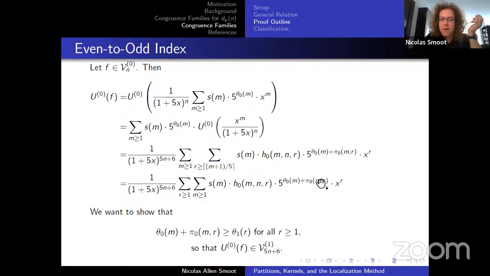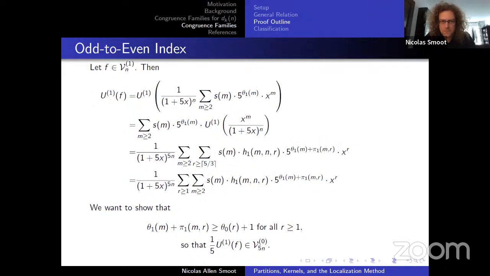But to be in V^1, this big power of 5 has to come out as being theta 1 of r. Again, theta 0 of m for x to the m. Now it's going to be theta 1 of r for x to the r. It's theta 1 because we're going to be in V^1. And what that means is that theta 0 of m plus pi 0 of m r has to be greater than or equal to theta 1 of r. And that's it. Just solve that inequality in your set.